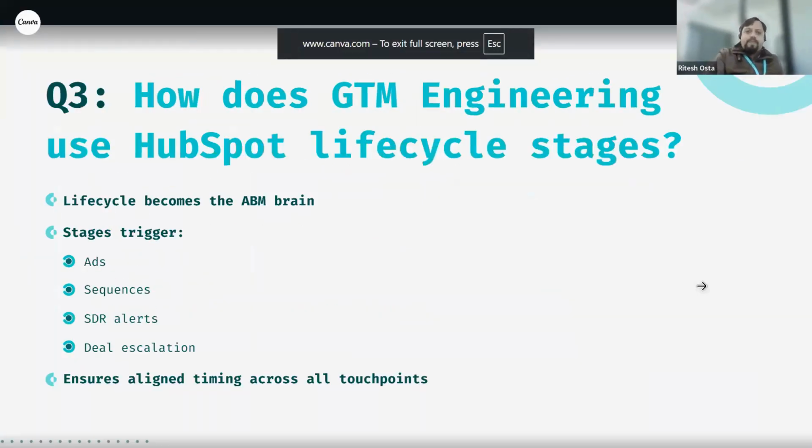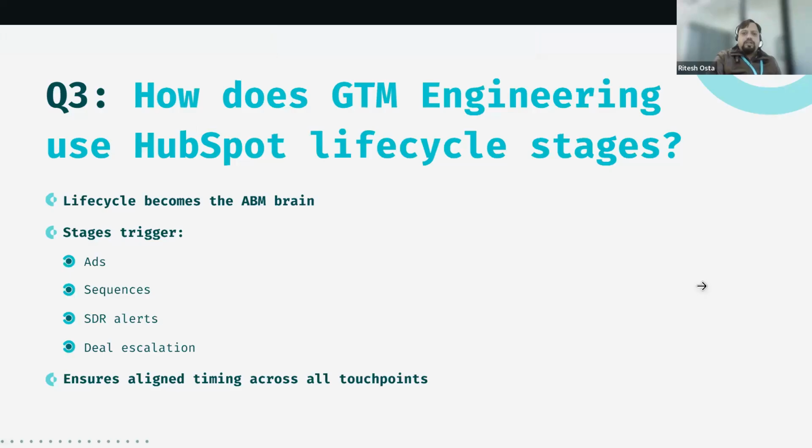How does GTM Engineering use HubSpot lifecycle stages? That's an interesting question. This is a little technical for everybody who is not aware what HubSpot lifecycle stages are. Obviously, a lead goes through certain stages to become a customer. For example, you become a lead, then a marketing qualified lead, then a sales qualified lead, then a deal, and then a customer, right? These are the standard HubSpot lifecycle stages. In your business and industry, things might change a little bit, but this is practically used across industries when it comes to B2B.